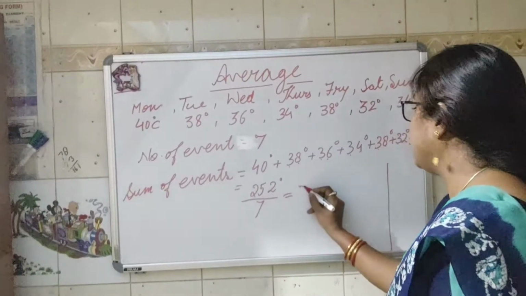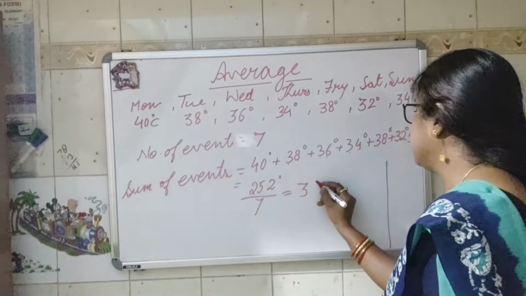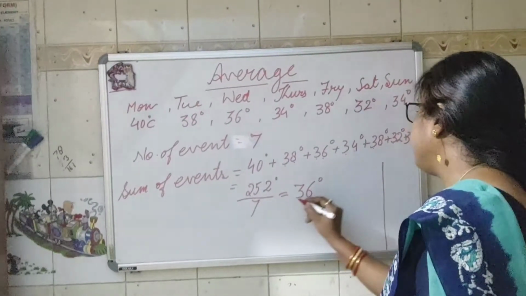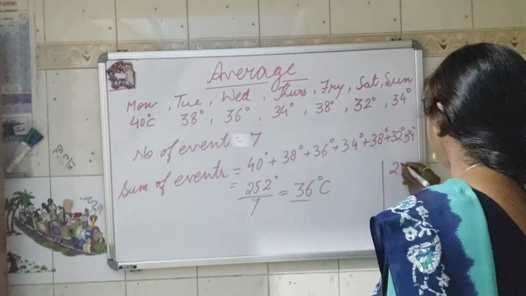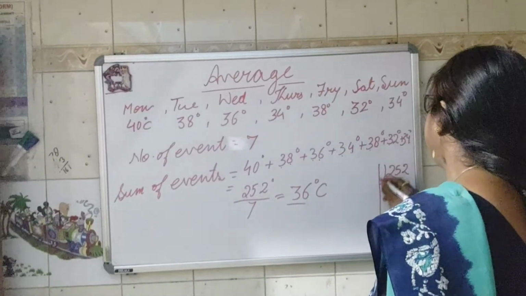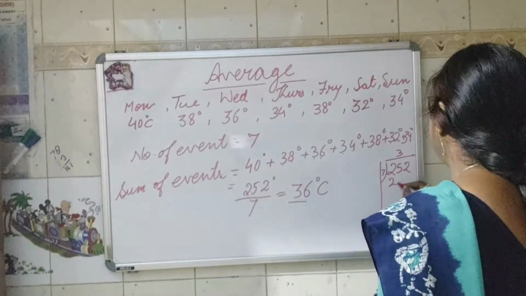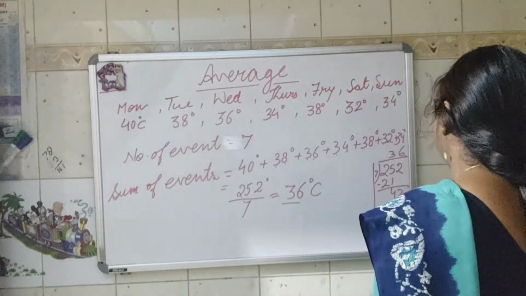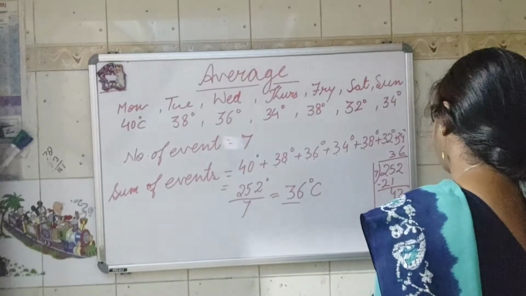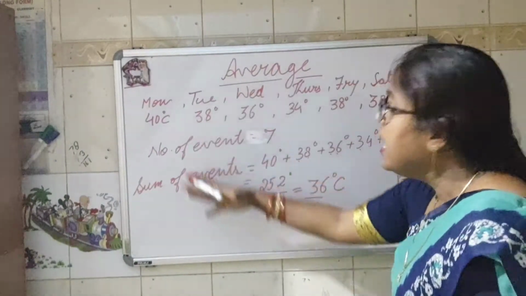So 7 3s are 21, 4 is left over, and 7 6s are 42. So average temperature is 36 degree temperature. And if you are not comfortable, please make a rough column and divide it. 7 3s are 21, minus, 4 and 2, 42, 0. Okay, so average temperature, this is called the average.